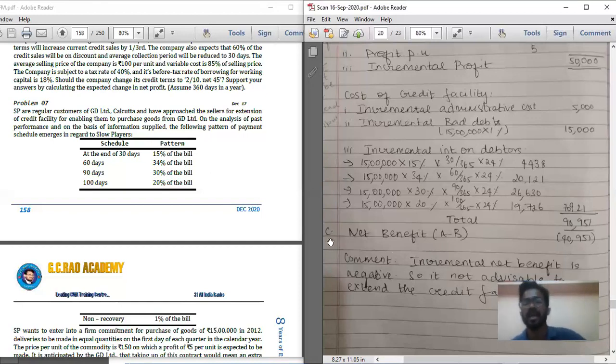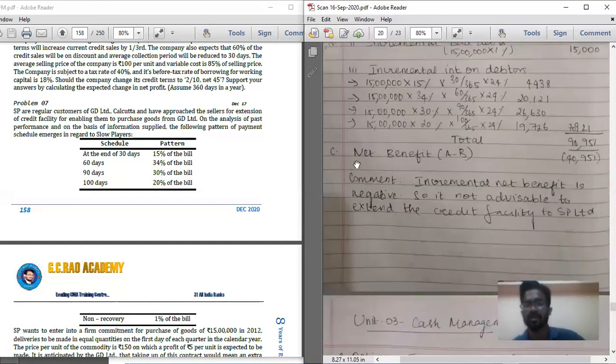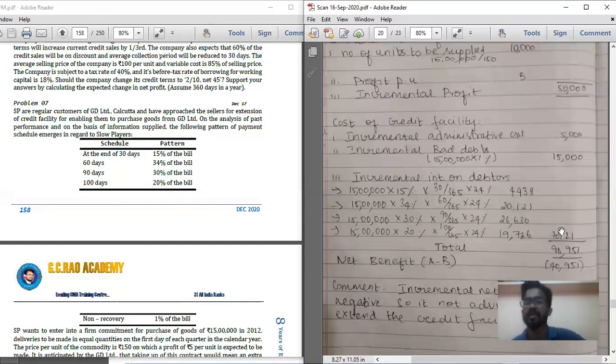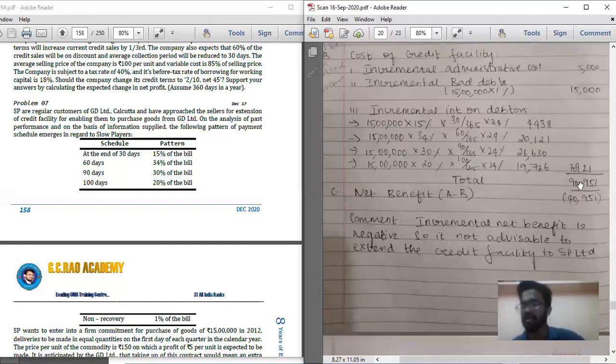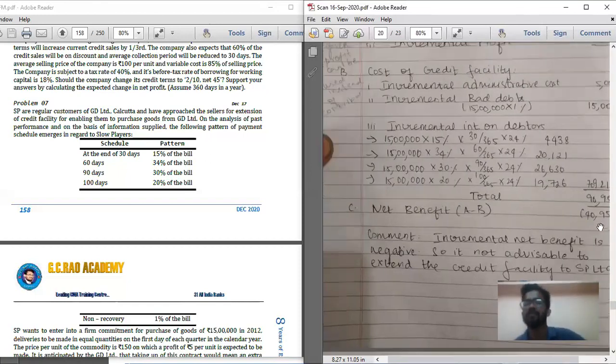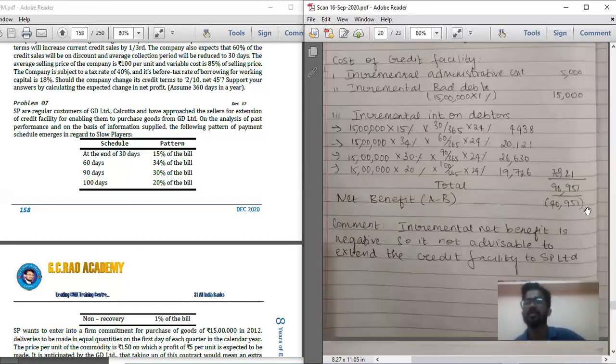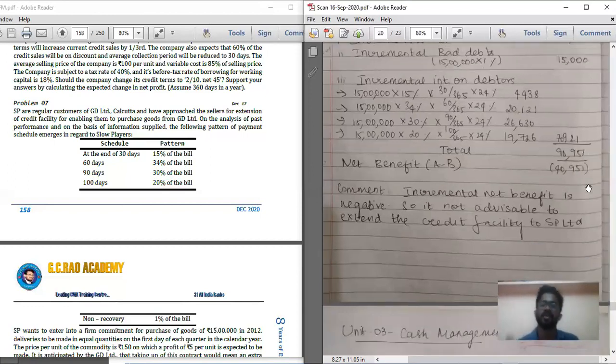Now below that, capital C: net benefit, open a bracket, capital A minus capital B. Now calculate the net benefit. Capital A is 50,000 minus 90,915. That is negative 40,915, within brackets. So it is going in negative, so it is not advisable to accept the proposal.